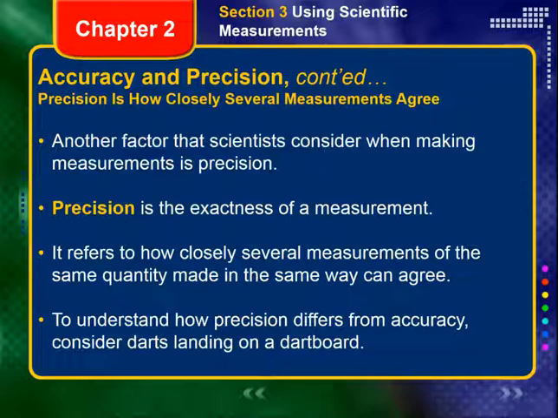So to be a quality bowler, it's not about being able to throw a strike every now and again. It's about how many can you throw in one game. Can you reproduce those results over and over and over? So precision is repeatability, the exactness of a measurement. It refers to how closely several measurements of the same quantity made in the same way can agree. So to go on and use another example, let's go to a dartboard.